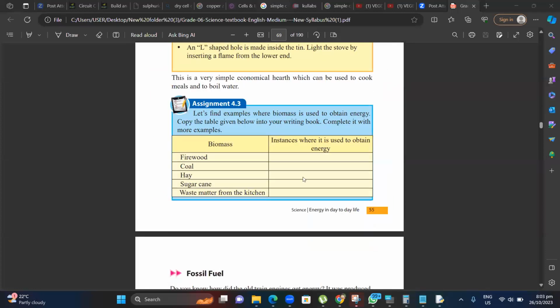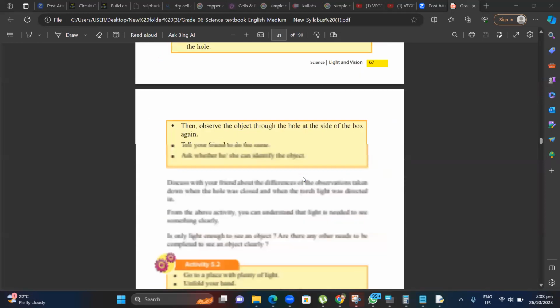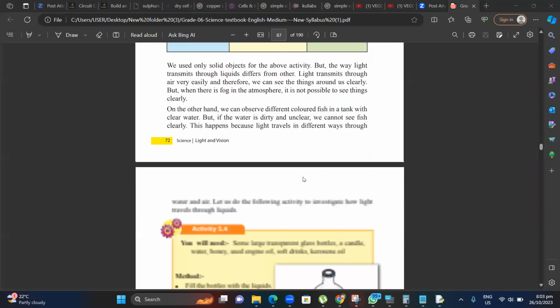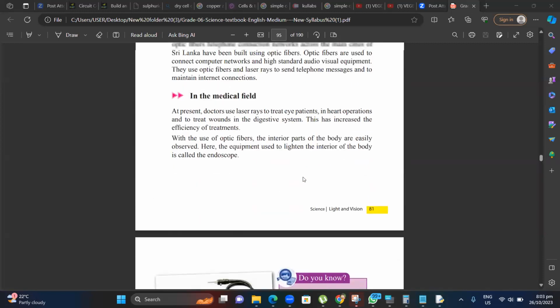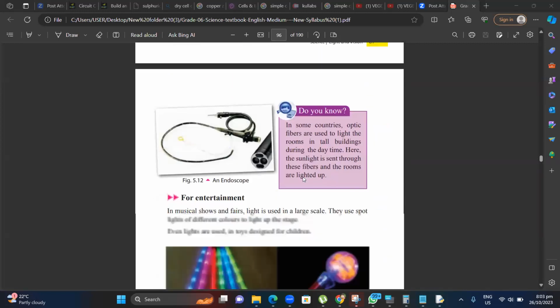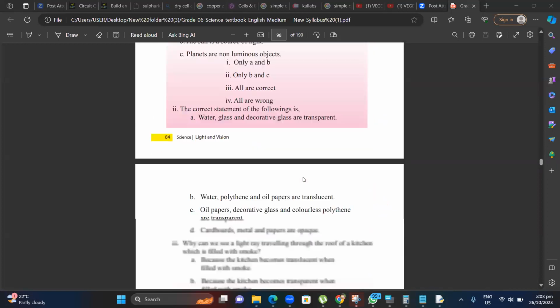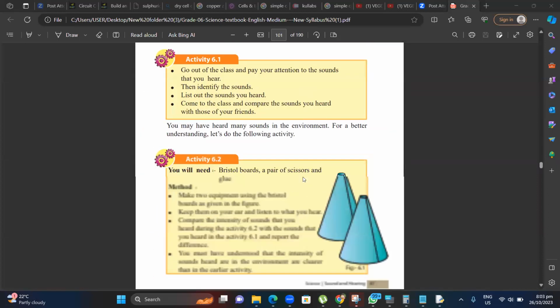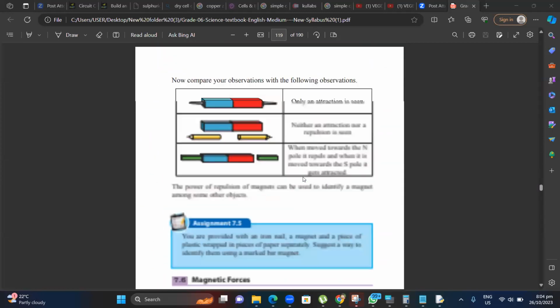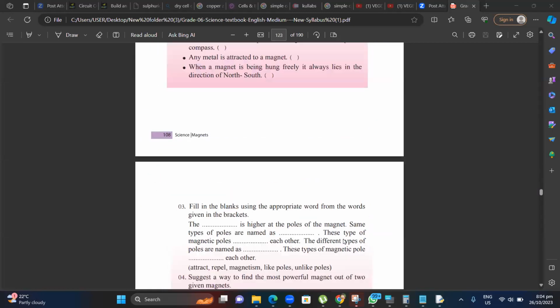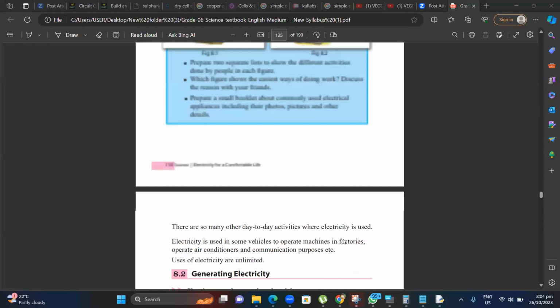Okay, let's go to lesson number 8 very quickly. Right, sound and hearing. Moving down, it is light. After the magnet part, yes, generating electricity.